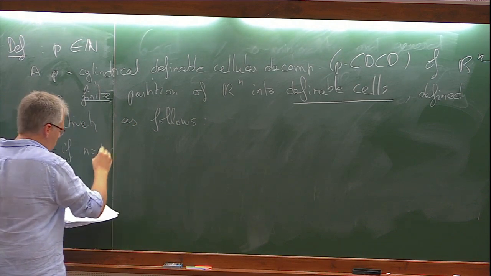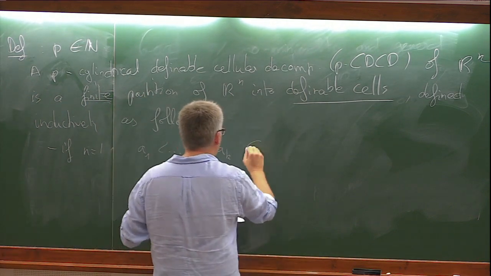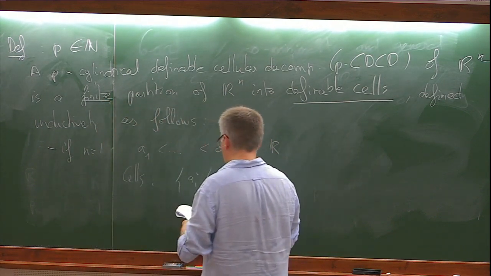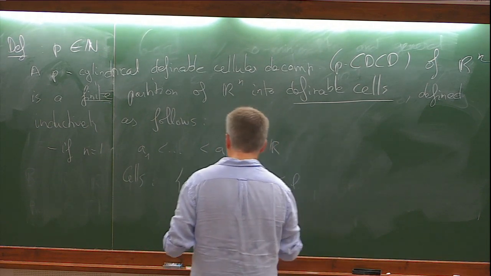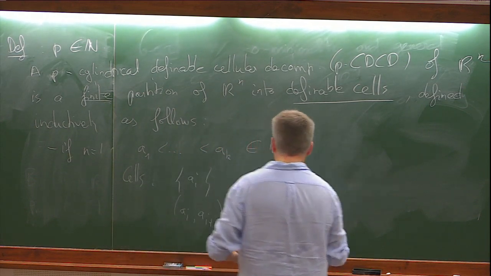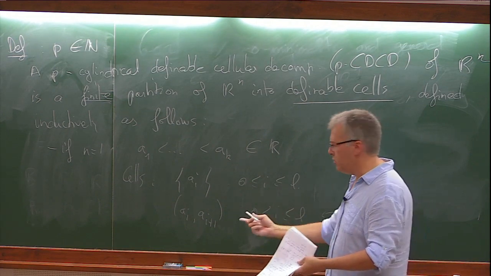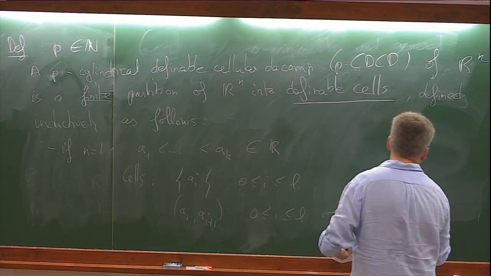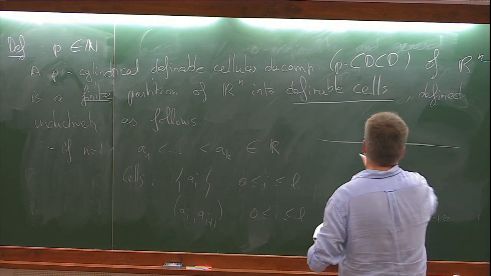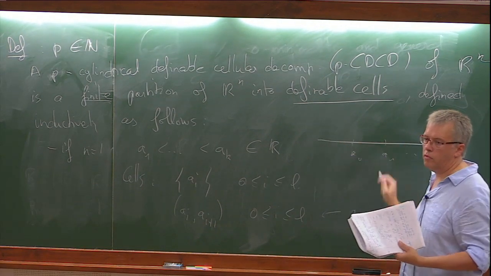If you're in dimension one, it's obvious. You give yourself a finite collection as before, a_1 up to a_k inside R. And what are the definable cells? The cells are, on the one hand, the singletons {a_i}, and the open intervals (a_i, a_{i+1}), and so on. You have only finitely many intervals, but they can be unbounded, so a_0 is minus infinity, and a_{k+1} is plus infinity. So a CDCD of R^1 is just: you fix a_1 up to a_k, and then the cells are the points and the intervals between the points. It's completely trivial.